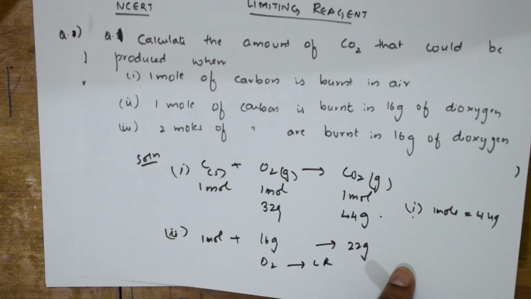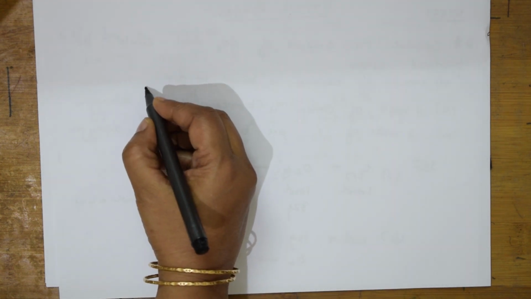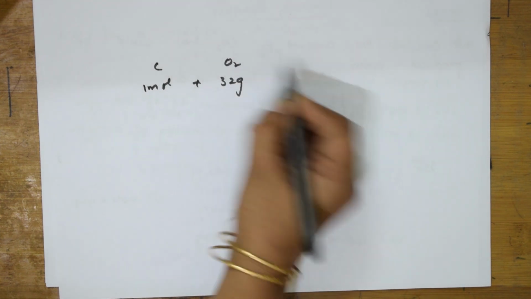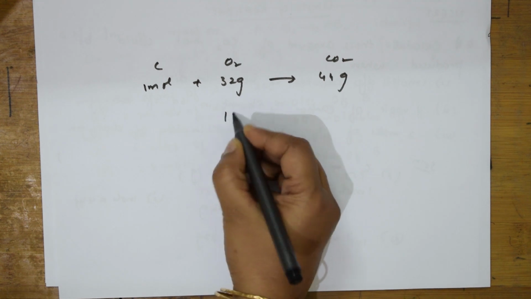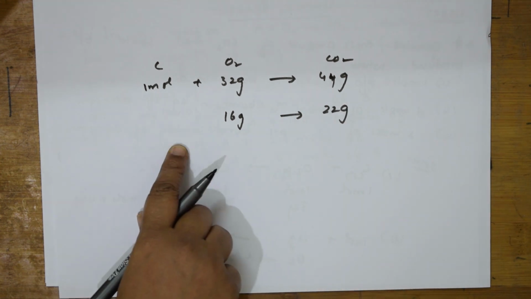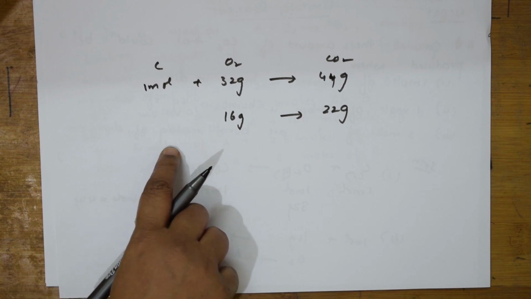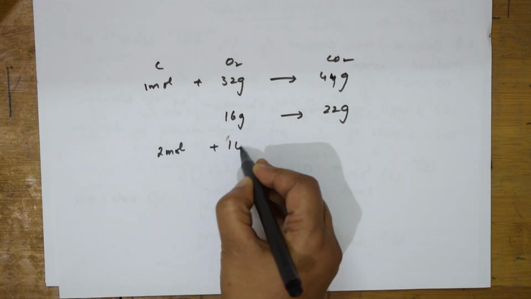Next one: 2 moles of carbon are burnt in 16 grams of dioxygen. So 2 moles are burned. When I have to see this, let us come back. 1 mole of carbon, 32 grams of oxygen reacted to give 44 grams of carbon dioxide. In the second step, this has become 16 grams, and this will become 22 grams. Now, in the third case, they said 2 moles of carbon will burn with 16 grams. Here it was 1 mole.